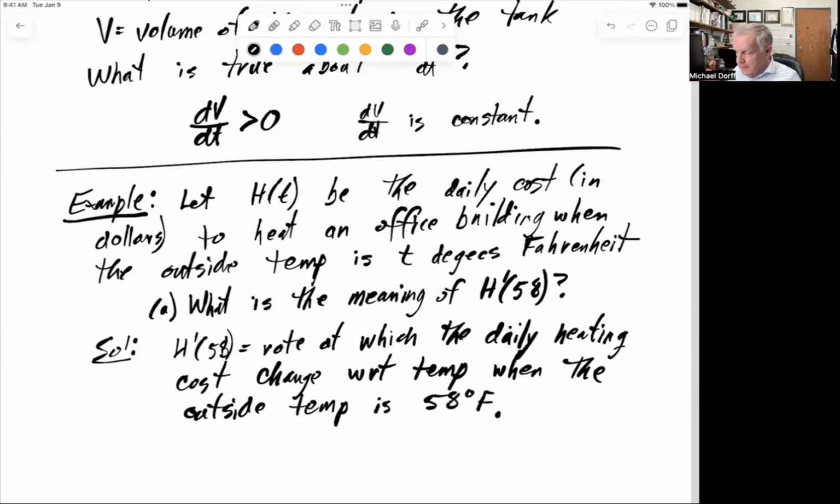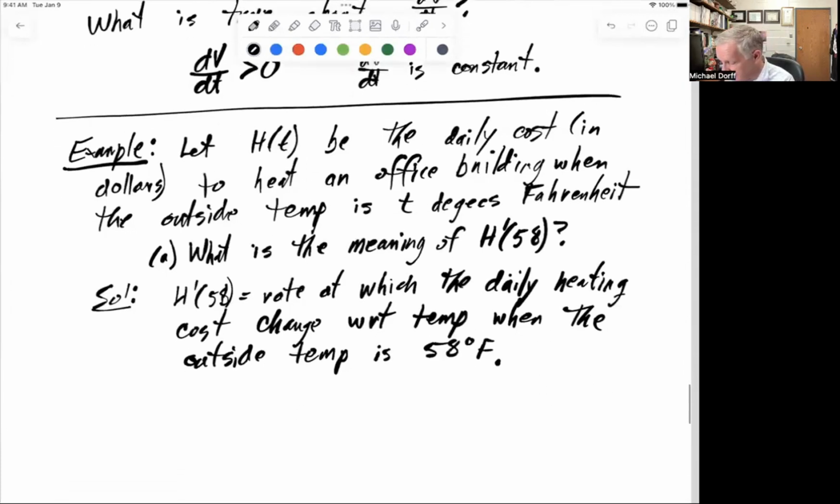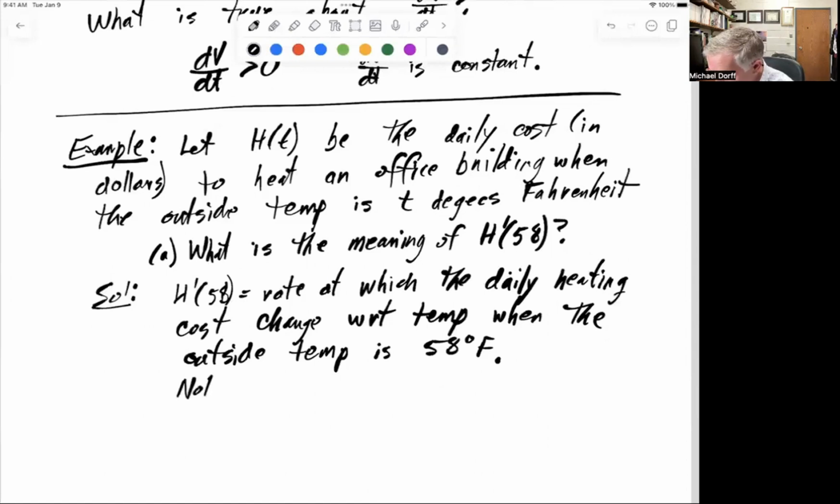The derivative represents, we've talked about it as the slope of the tangent line, but it's also the rate of change. So the derivative h prime represents the rate of change of the cost with respect to temperature, and h prime at 58 is the rate of change of the cost when the temperature is 58 degrees. And note that h prime of 58 has units of dollars per degree Fahrenheit.